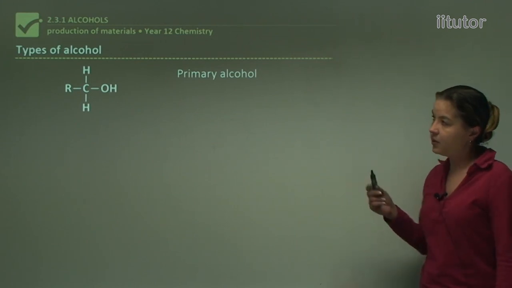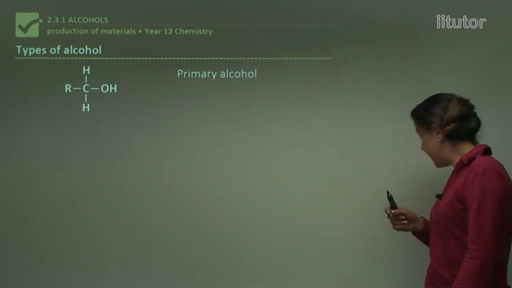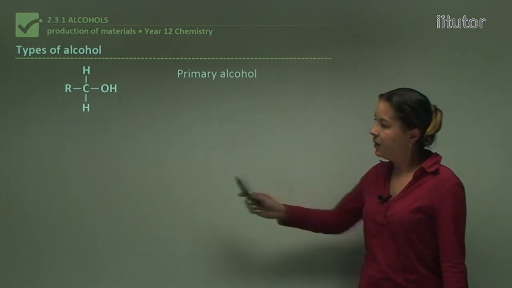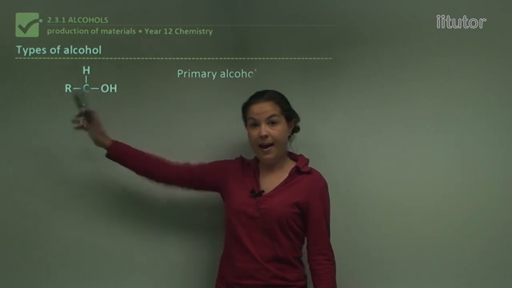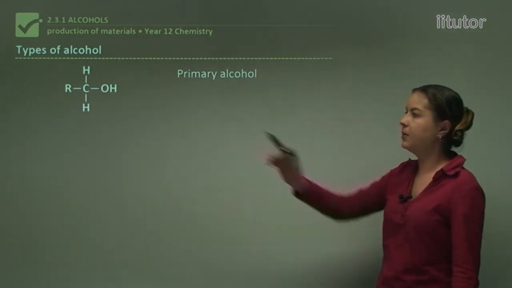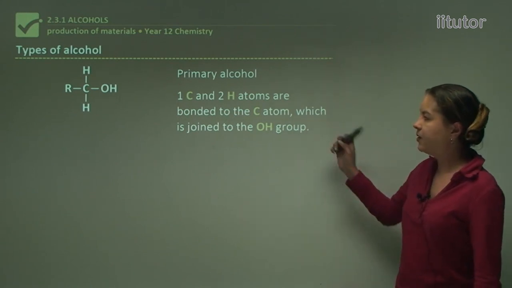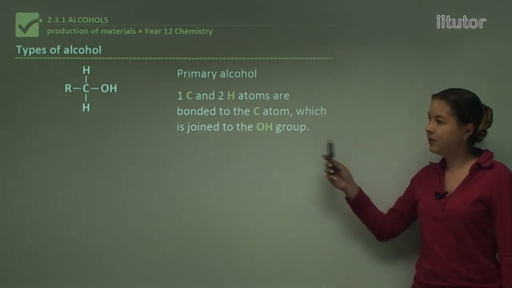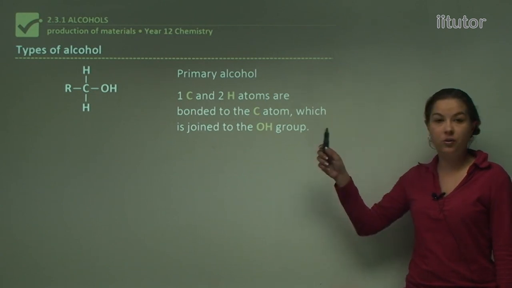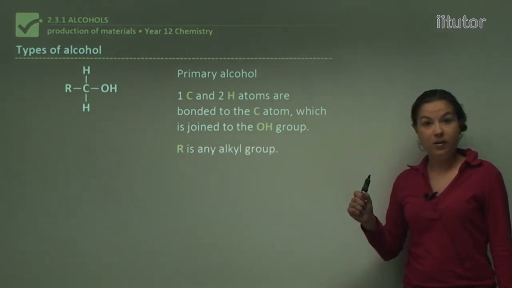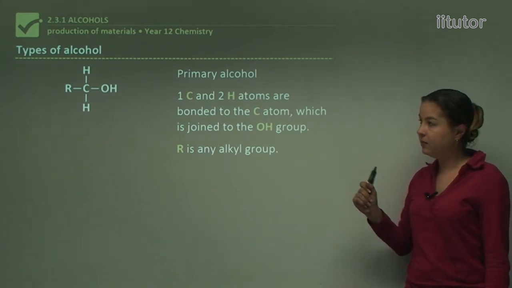So let's look at the types of alcohols, and this also helps in our naming. First of all, we have a primary alcohol. Now this R group is just another alkyl group, another carbon chain. That's our primary alcohol. Now one carbon and two hydrogen atoms are bonded to the carbon atom, which is joined to the hydroxyl group. And R is your alkyl group. So that's your primary alcohol.